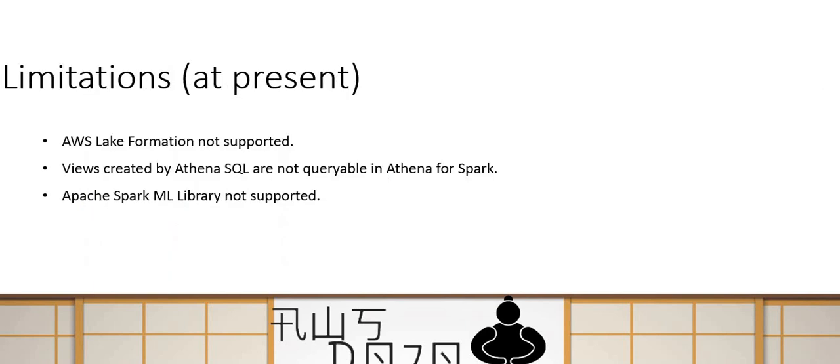Okay, so there are a few limitations at present which you should know. Right now it does not support AWS Lake Formation. So if you are setting up any kind of access rights using Lake Formation, it does not support that. You can access cataloged data, but you cannot access any view which you have created using Athena SQL. If you create any view using Athena SQL, you cannot query it in Spark. Spark works with S3 data directly very well, and it works with the Glue catalog very well. But if you have created an Athena SQL based custom view and you want to access that, that is not supported. It also does not support the Apache Spark ML library at this point in time. So there are a few limitations which you should know.